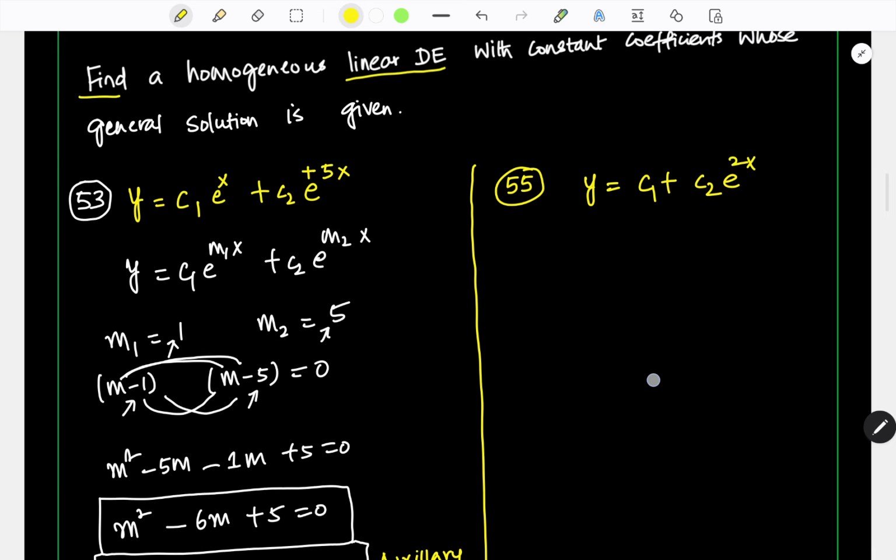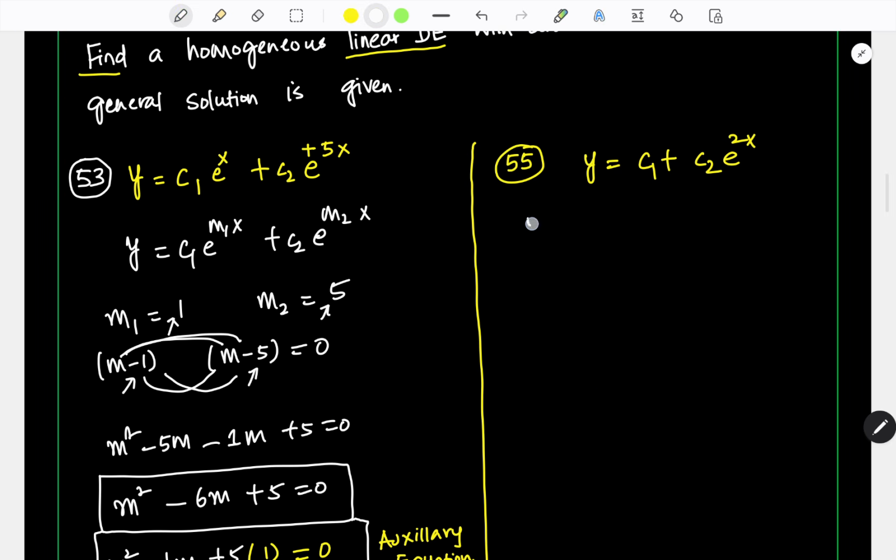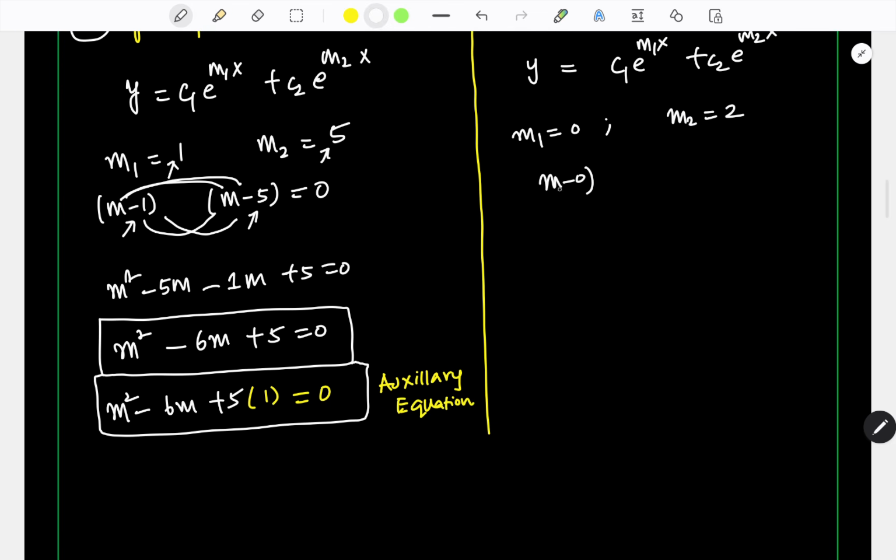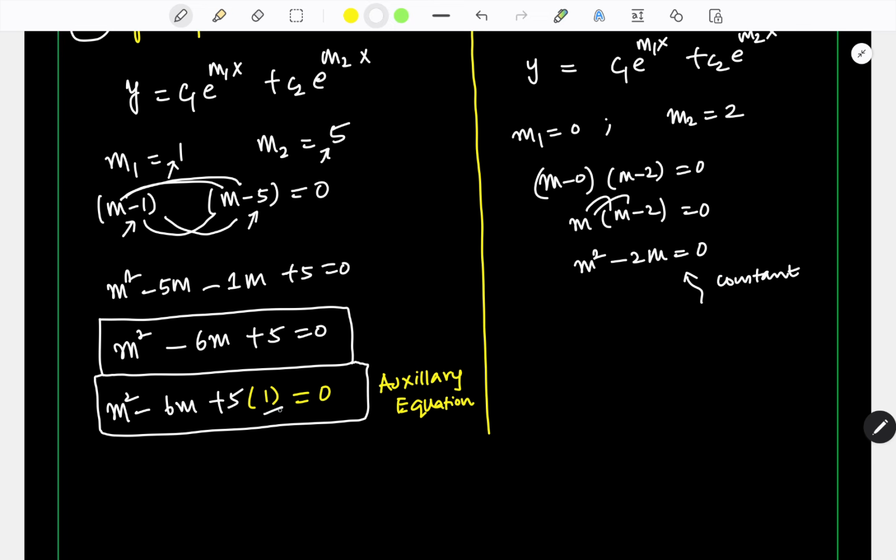Now let's go to this equation. This is of the model y equals C1 e power m1x plus C2 e power m2x. Of course m1 is equal to 0 and m2 is equal to what? 2, right? So this is m minus 0 and m minus 2 equal to 0. Usually we don't write m minus 0. So m into m minus 2, 0. So m square minus 2m equal to 0. Is there any constant here? No. If there is a constant, then you write 1.